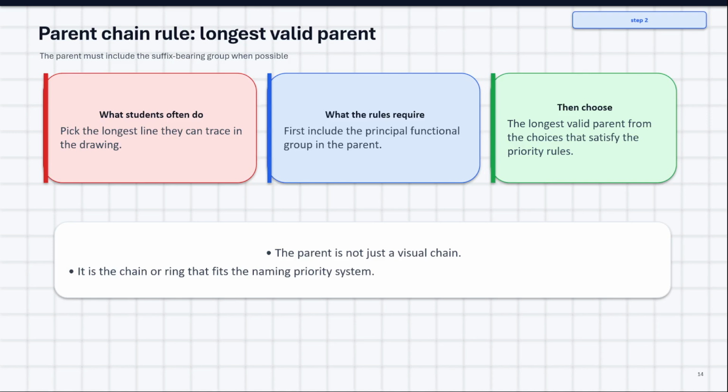Here is the better version of the longest chain rule. First, choose a parent that includes the suffix-bearing group whenever possible. Then, from those valid choices, choose the best parent, often the longest valid chain. This matters because students often choose a chain just because it visually looks long, but a chain that leaves out the important functional group is not valid. For example, an aldehyde carbon must be part of the parent. An alcohol suffix needs the parent to include the carbon-bearing OH. So parent selection is not just a drawing exercise, it is a priority exercise.